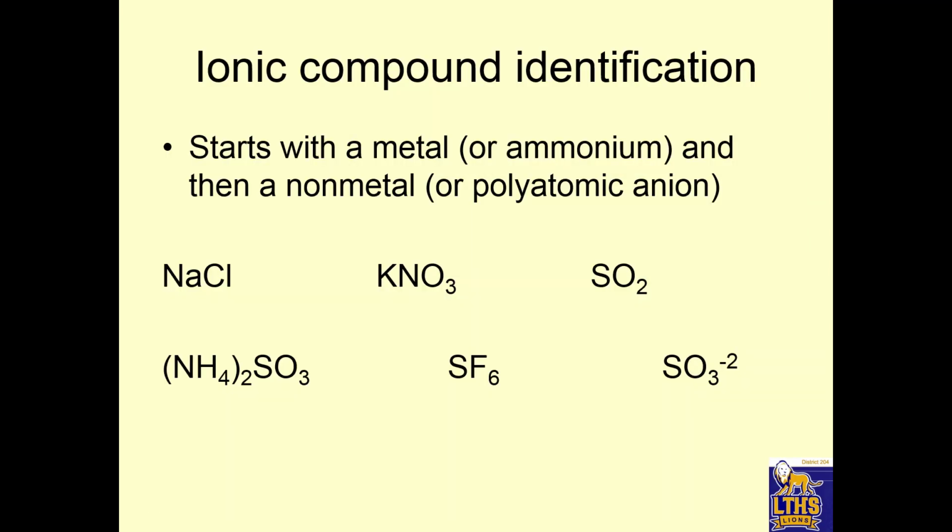Ionic compounds, you have to look to see what it starts with. So this is a metal, and this is a non-metal. So this is an ionic compound. How do I know it's a compound? Because it's two or more elements bonded together, and there's no charge overall. Again, ionic compounds. You've got a poly and a poly.